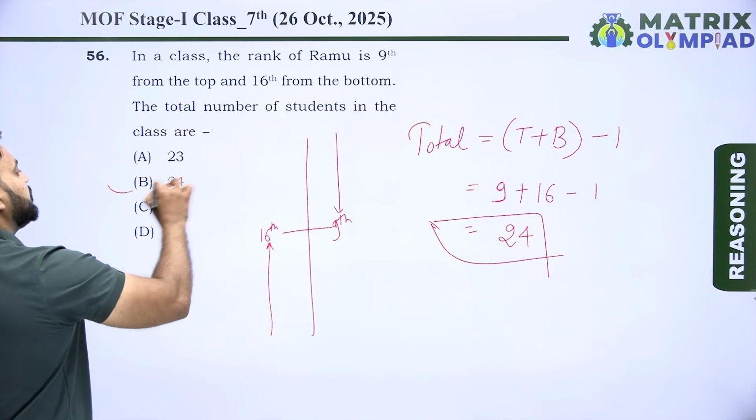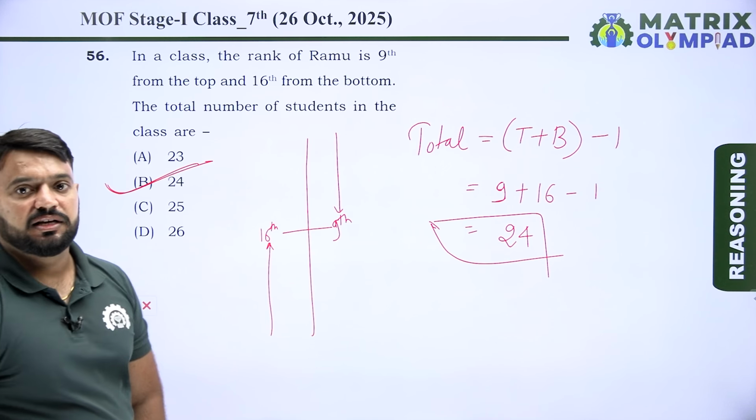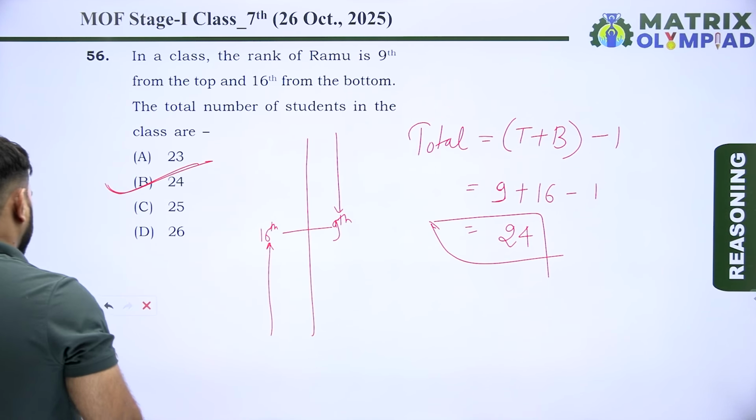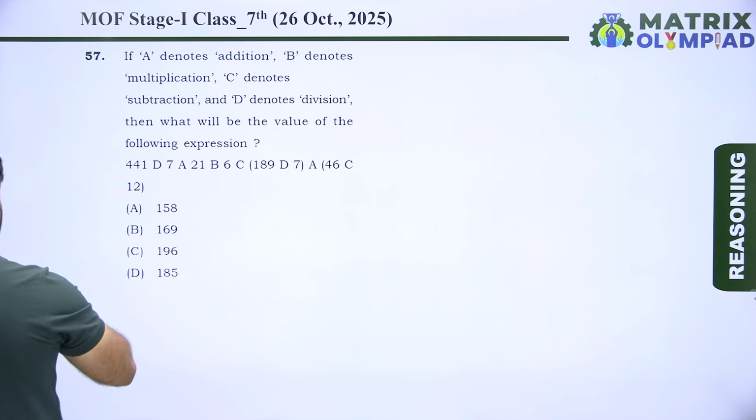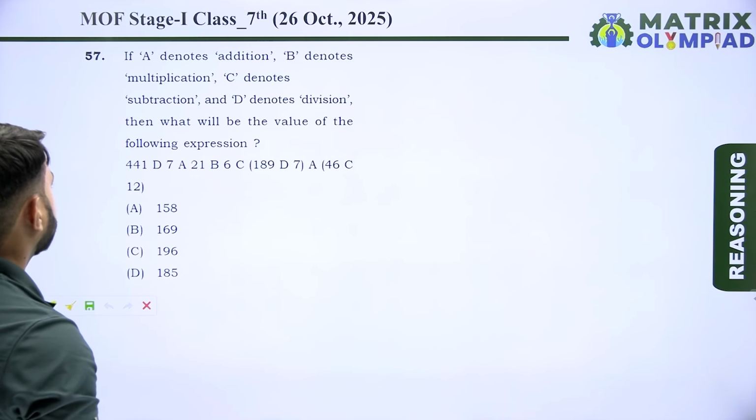So here option B is the correct answer. So in this question, B is the correct answer. Let's move on to the next question. So now the next question is question number 57.